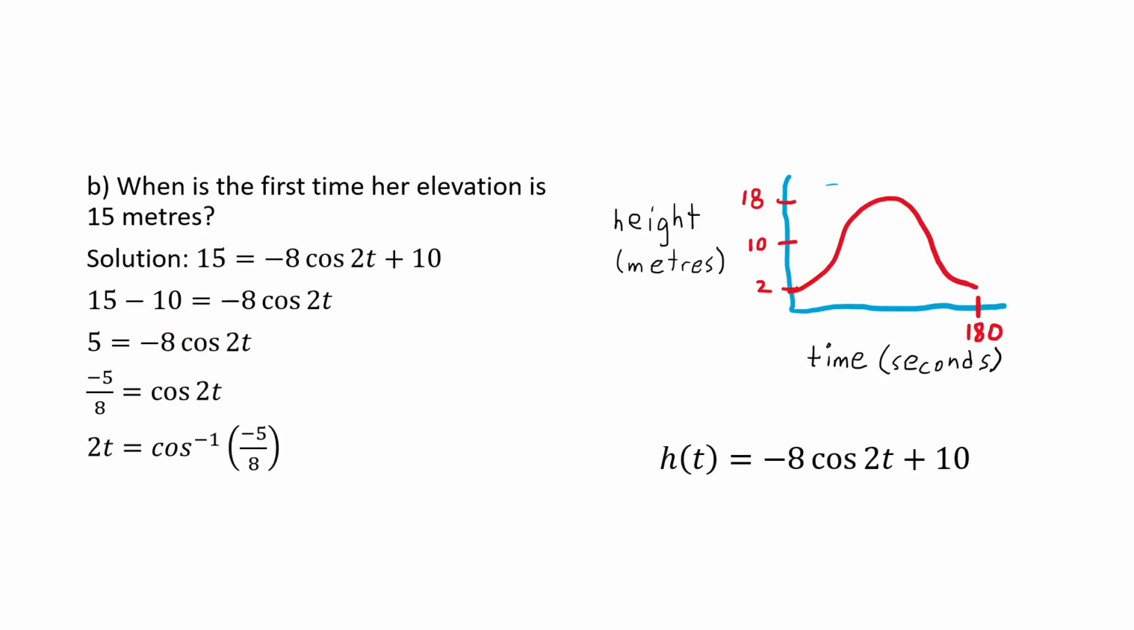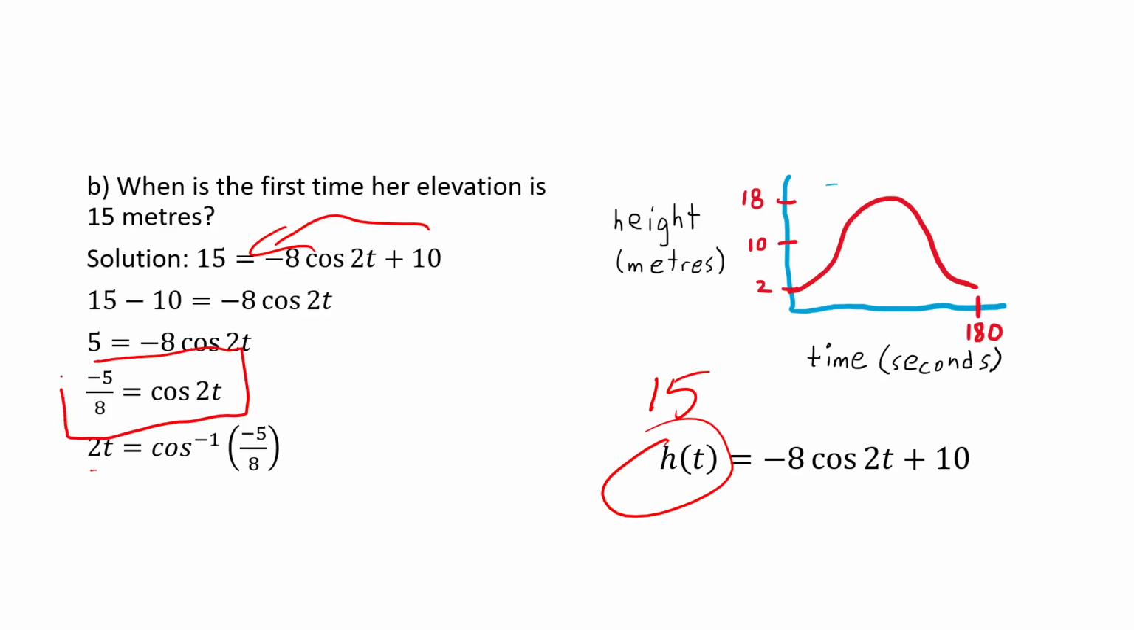Okay, now we want to know when the first time is that her elevation is 15 meters above the ground. So what we're going to do is let 15 equal h of t, and then solve. First we subtract 10 from both sides, and then we divide both sides by -8. And we end up with -5/8 equaling cos of 2t, which means that 2t is the cos inverse of -5/8.